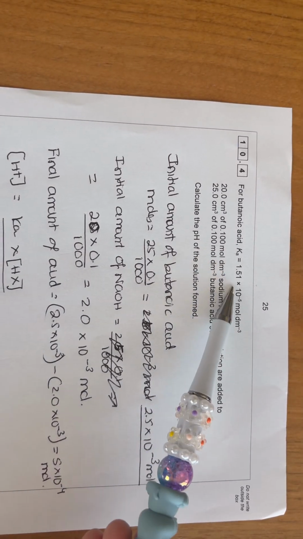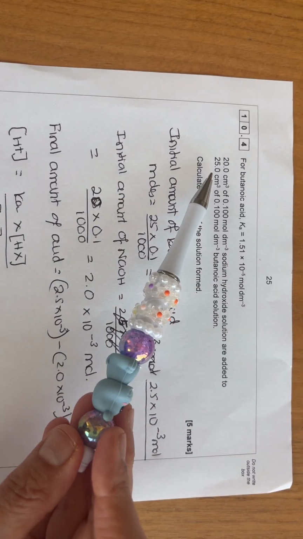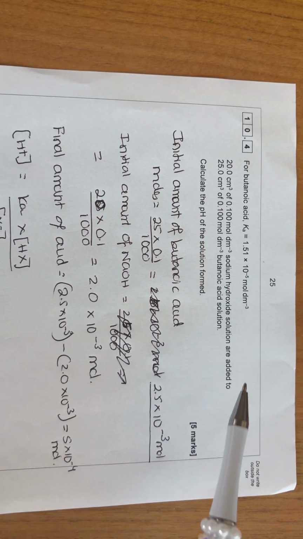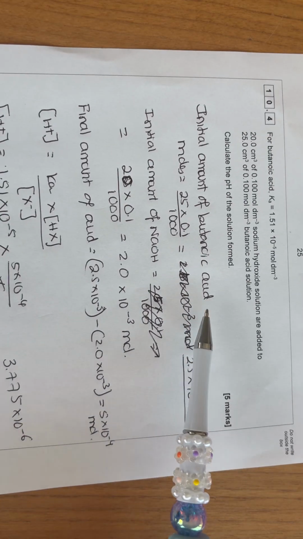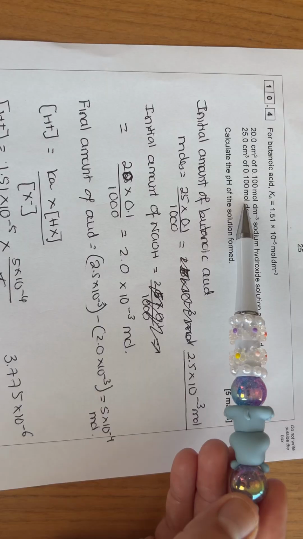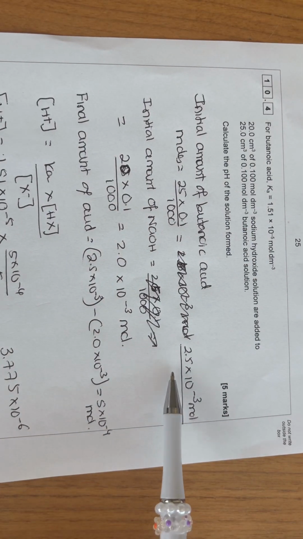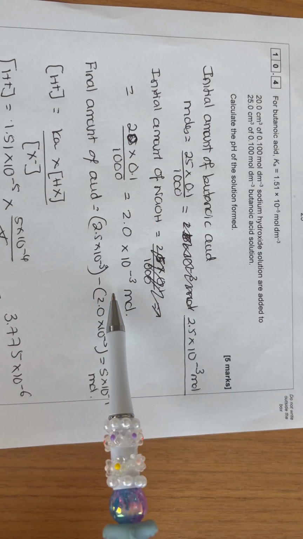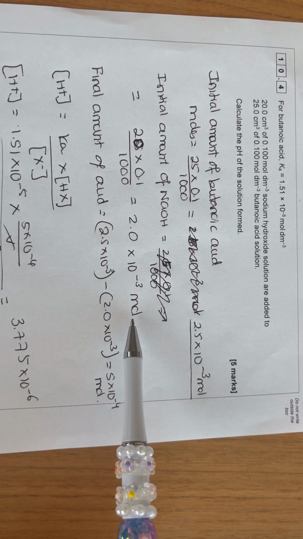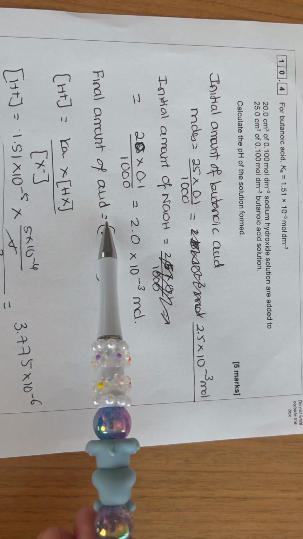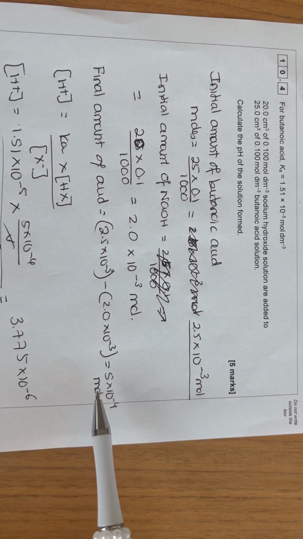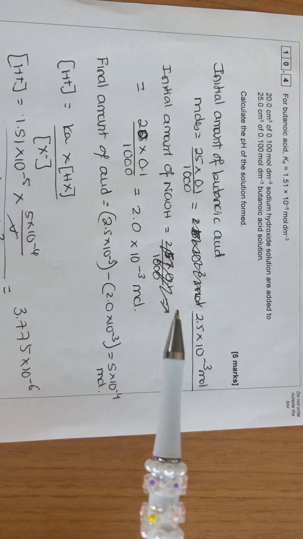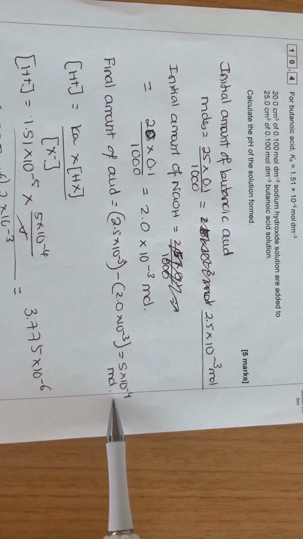Right, let's do 10.4. For butanoic acid, you have Ka 1.51 times 10 to the minus 5. 20 cm cubed of 0.1 sodium hydroxide solution is added to 25 cm cubed of 0.1 butanoic acid solution. Calculate the pH of the solution formed. The initial amount of butanoic acid is 25 times 0.1 divided by 1000, which gives 2.5 times 10 to the minus 3 mol. The initial amount of sodium hydroxide is 20 times 0.1 divided by 1000, which gives 2 times 10 to the minus 3 mol. The final amount of acid is the initial minus whatever has been used up, which gives 5 times 10 to the minus 4 mol. So take away that one because it's been reacted. Then this is your acid value there.